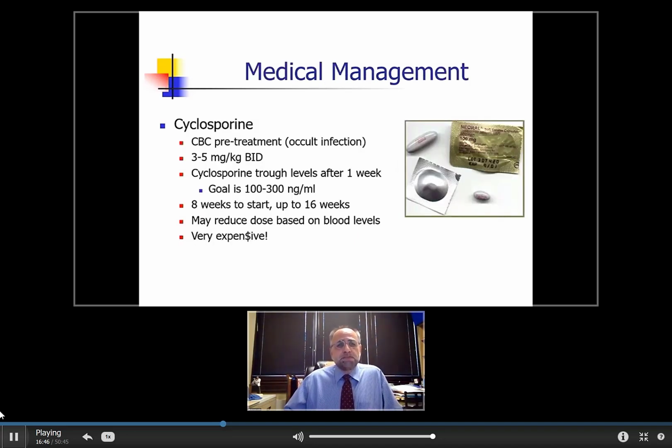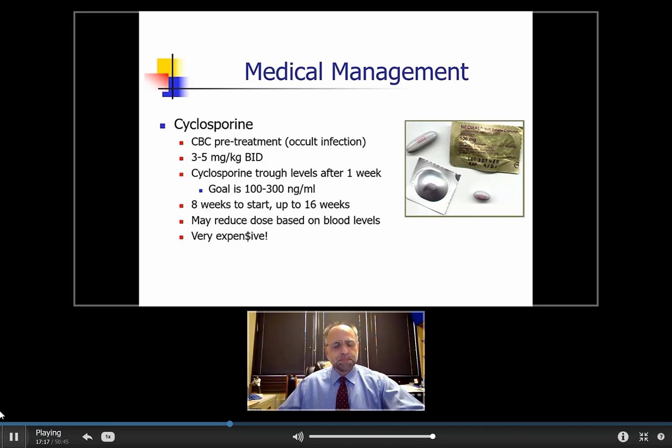As far as medical management, again, we use immunosuppressive drugs for this. Cyclosporine seems to be the drug of choice at this point, and it actually does seem to have a very high efficacy in terms of treating these patients. We do like to do a CBC on these patients pre-treatment because, again, we are doing immunosuppressive therapy, and we want to observe for any other occult infections that may be present. The dosage of cyclosporine we put these patients on is 3 to 5 milligrams per kilogram twice a day.